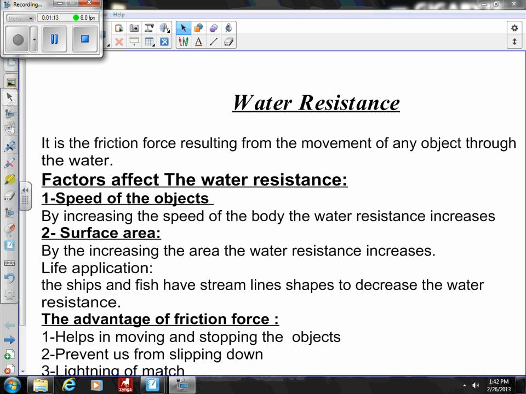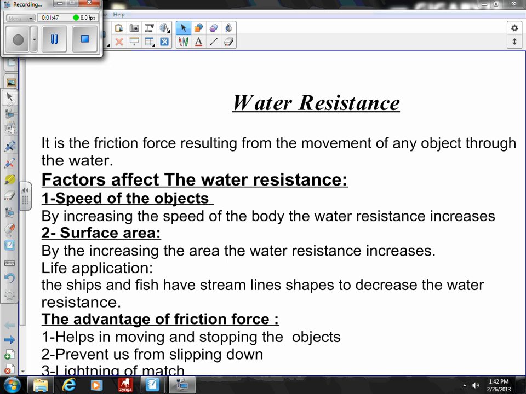It is a kind of friction force between a moving object and the water. That means this object moves in where? So I study the force between the object and the water. As we discussed before, what are the factors affecting the air resistance? Number one was what? Number two was what?